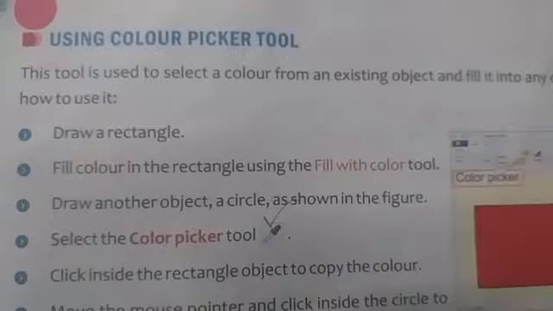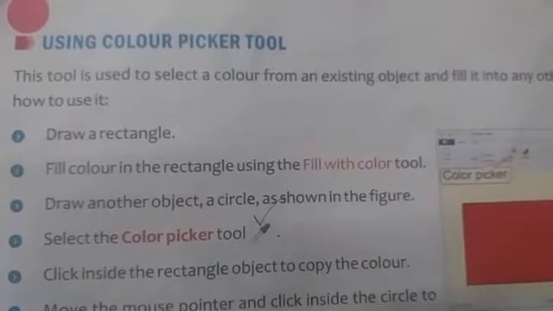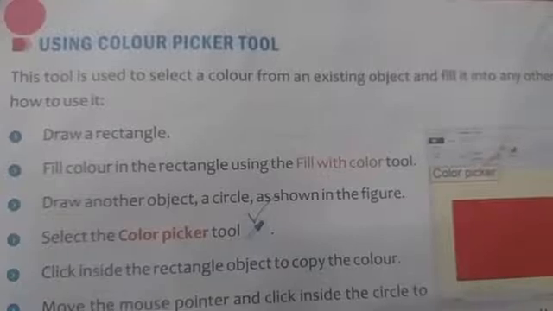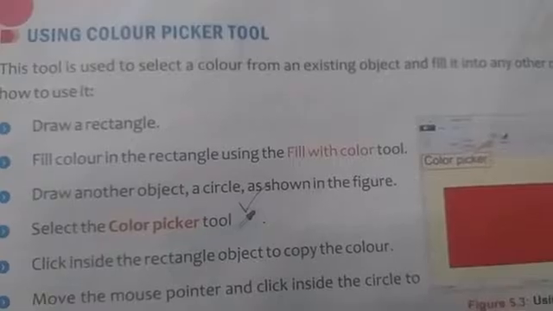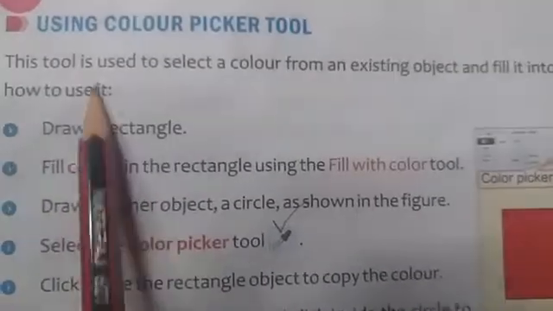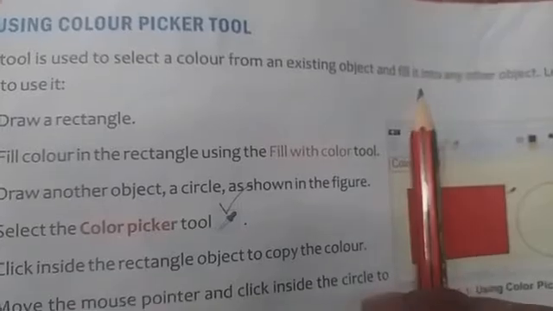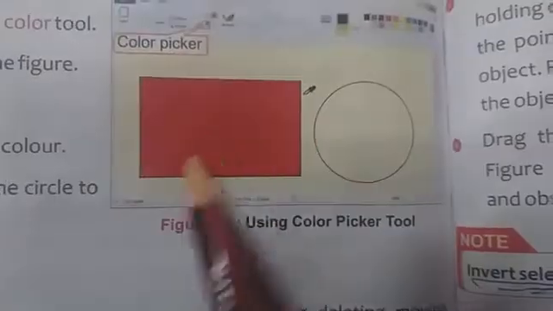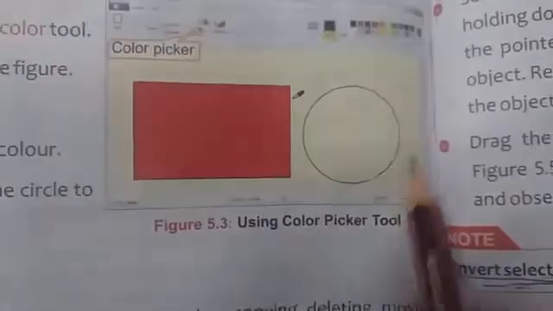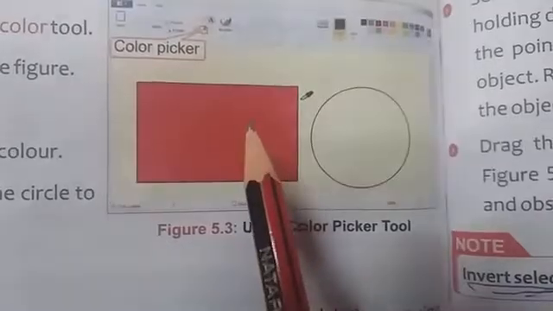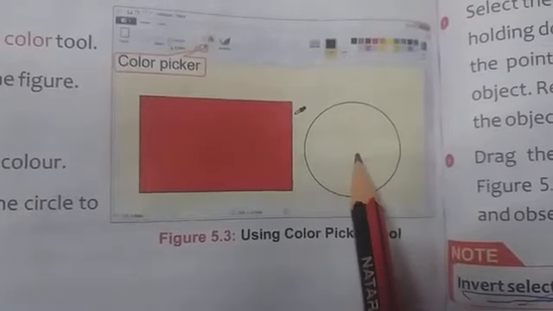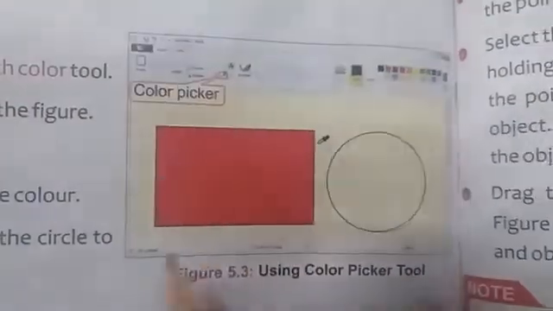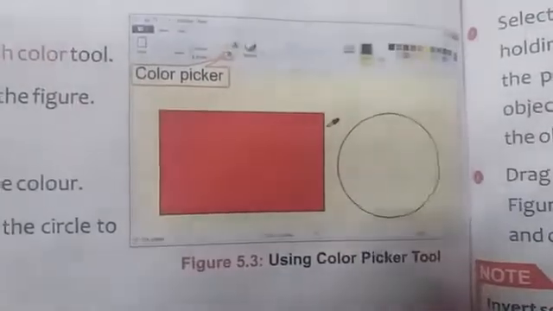So now next we have the topic using color picker tool. Yes, using color picker tool. So basically the color picker tool is used to copy color from an existing object or existing shape. So this tool is used to select a color from an existing object and fill it into any other object. For example, we have filled red color in this rectangle, and after that I have drawn one circle also. So now I want to fill this same color here. Yes, this color I want to pick and here I want to fill. Then directly we can use the color picker tool to pick this color, and after that we can fill here.